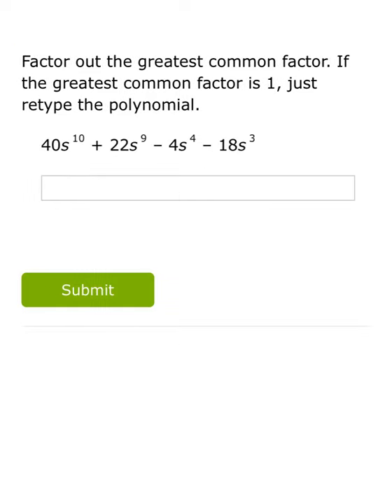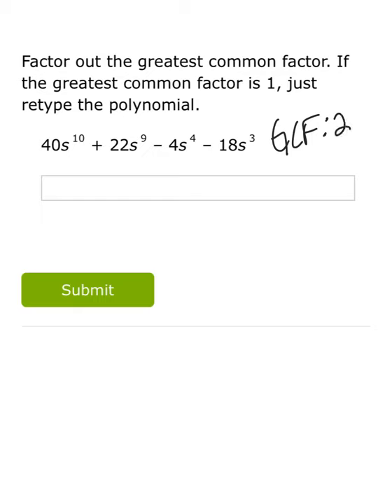Alright, moving on up to a little bit harder problem. We want to find the greatest common factor again. So let's look at 40, 22, negative 4, and negative 18. So let's think about what number all of these are divisible by. Well, 4 does not go into 22 or 18, but I know that 2 goes into all of these numbers. So 2 would have to be the greatest common factor.